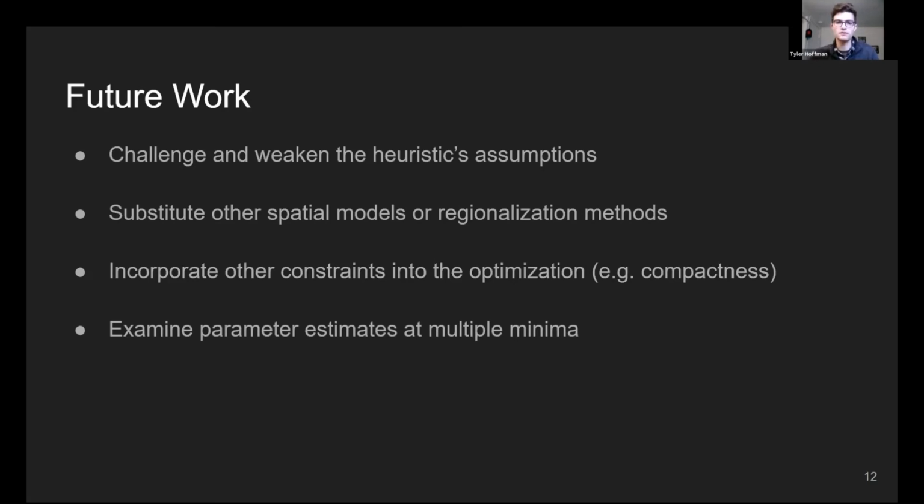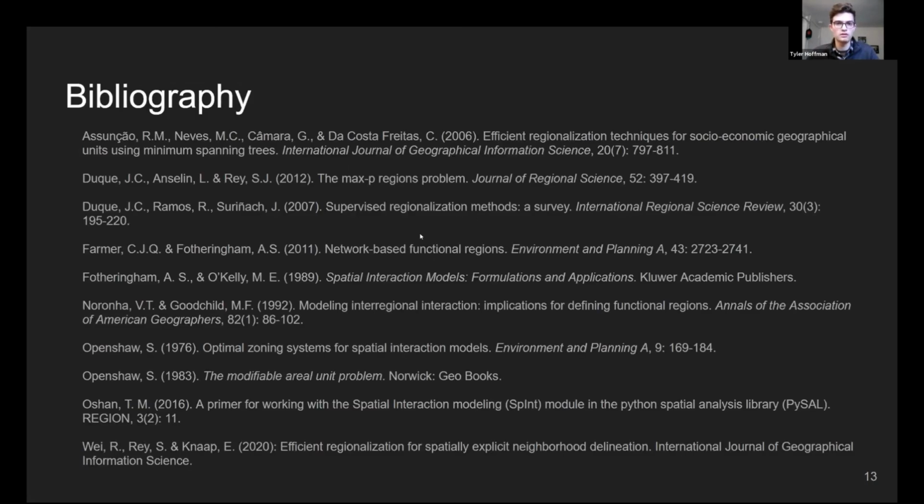Because we do think this is a very general method. All you need is a model error in order to make the heuristic work. And finally, we'd like to incorporate other constraints into the optimization, so compactness or other things like that. They could come in the form of a constraint, but the more things we add to optimize, the harder it is to optimize any one of them, is the challenge that we're running up against. So that's all from me.